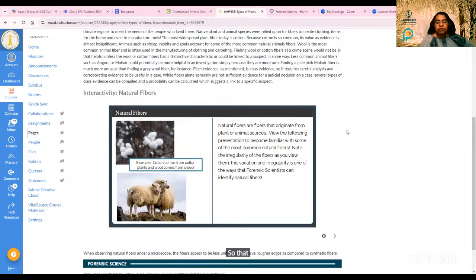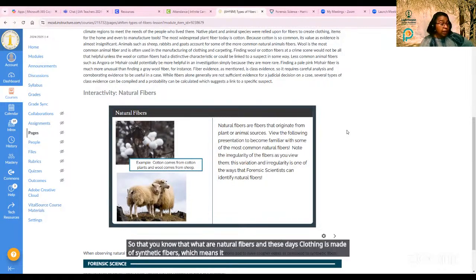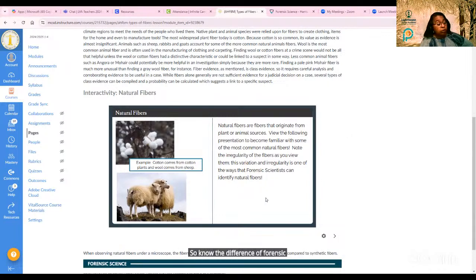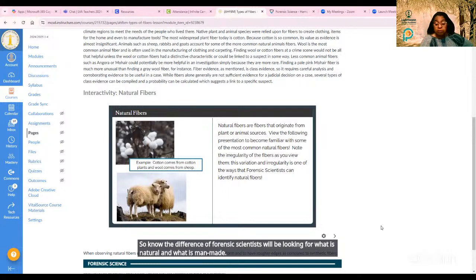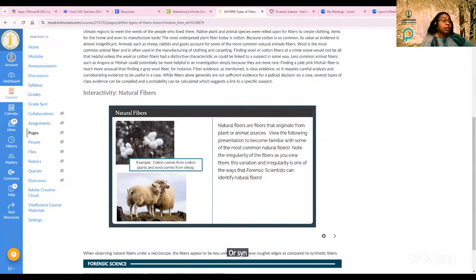All right, so make sure you go through these activities as well so that you know what natural fibers are. And these days, clothing is made of synthetic fibers, which means it's man-made, it's made in the lab. So know the difference. Forensic scientists will be looking for what is natural and what is man-made or synthetic fibers. Polyester is a synthetic fiber. Cotton is natural.